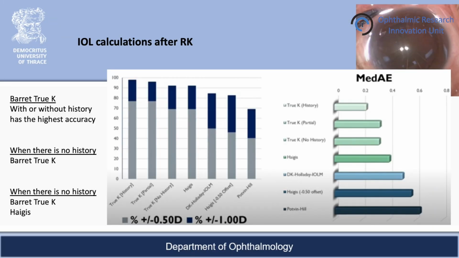So, for the calculation of the intraocular lens power for cataract surgery after radial keratotomy, the Barrett True-K formula is the most accurate one, especially when the preoperative history is available. When we do not have pre-RK data, we can use the Barrett True-K no history, but we could compare it with the Hagis.